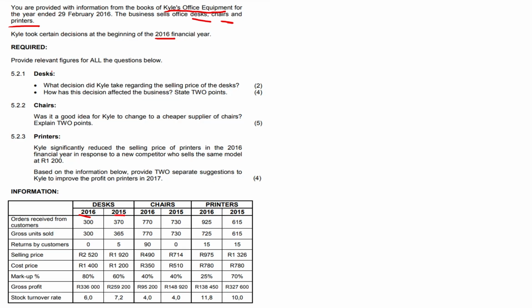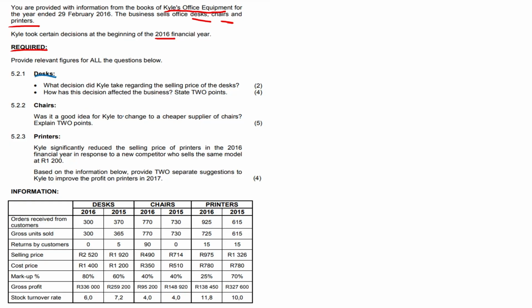So when they ask about desks, only look at desks. When they ask about chairs, only look at chairs, and so on and so on. You get the idea. So required, provide relevant figures for all the questions below. So remember, it's like a monkey see, monkey do. Whatever they tell you to do, look at that. Compare the two figures. Tell me if it increased or decreased. And sometimes they'll give you a more analytical type question. What would you do? Okay, let's have a look at these questions. I am going to color code it. Also, feel free to pause the video now and try these questions out on your own.